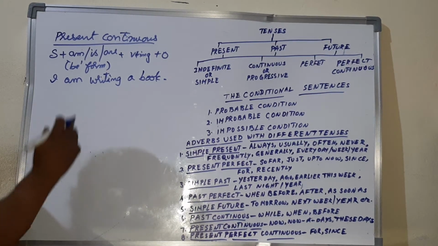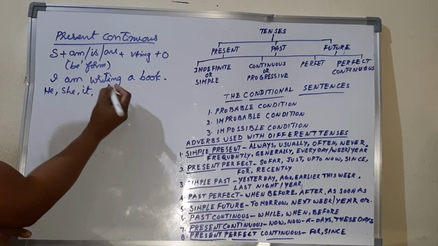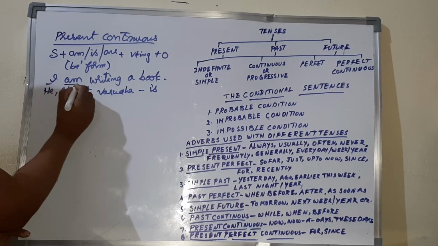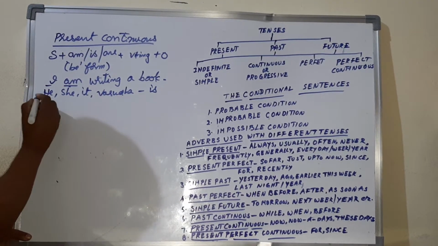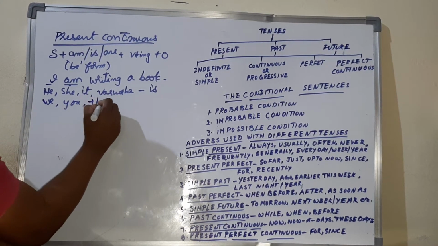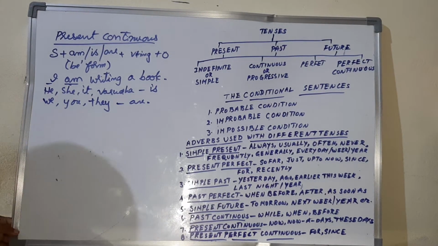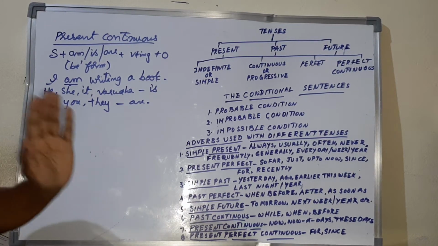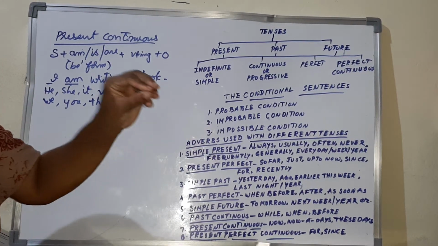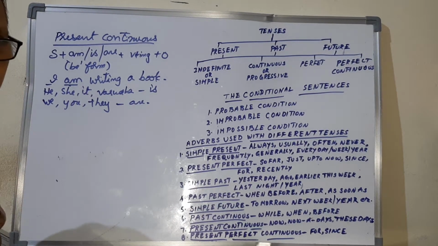Here this is continuous. We use is with he, she, it, and names of persons. With I we use am. We use are with we, you, and they. We use present continuous tense if the action is in progress now, that is, the action is going on.